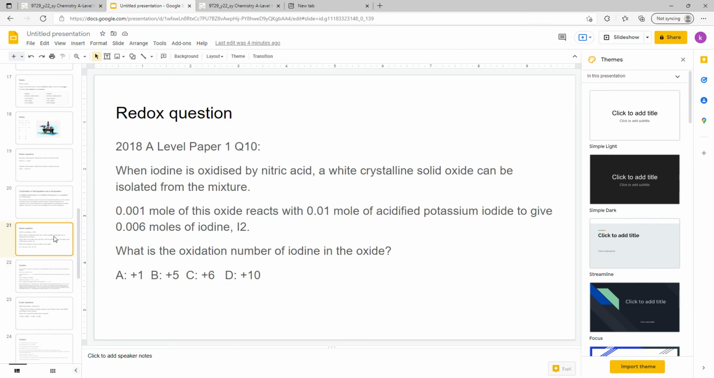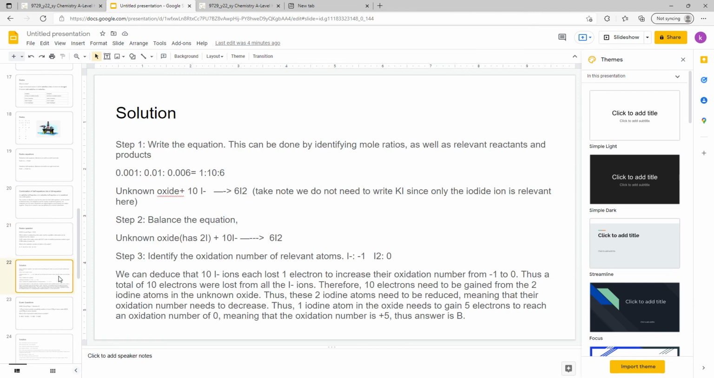Take note here that even though it mentions that acidified potassium iodide is added, we do not need to include it, as only the iodide ion is relevant in the equation. So now we need to balance the equation. We observe on the right hand side there are 12 iodine ions consisting of 6 times 2, while on the left hand side we have 10 I- then the iodine from the unknown oxide.